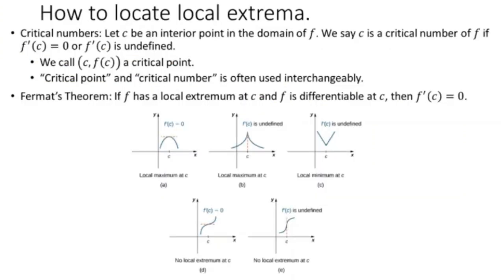Now we're going to discuss how to find local extrema. Before we do so, we need to talk about critical numbers. We'll let c be in the interior of the domain of f. We say that c is a critical number of f if either f prime of c equals 0 or f prime of c is undefined. The point c, f of c, is referred to as a critical point.